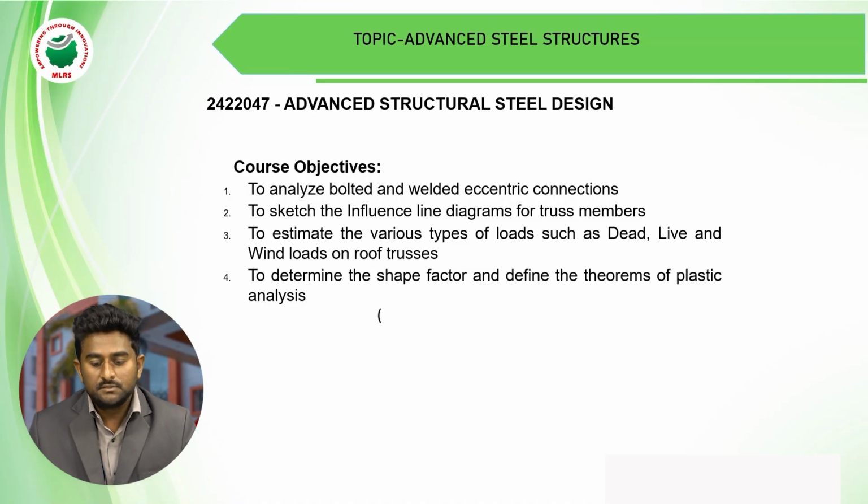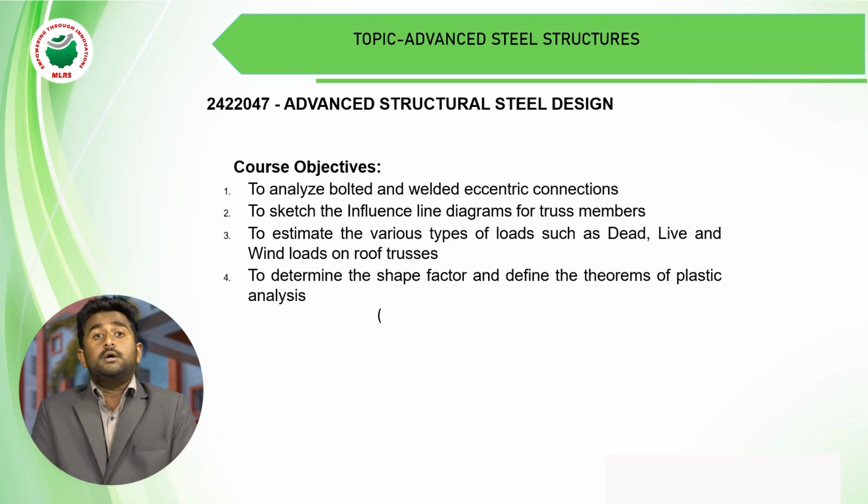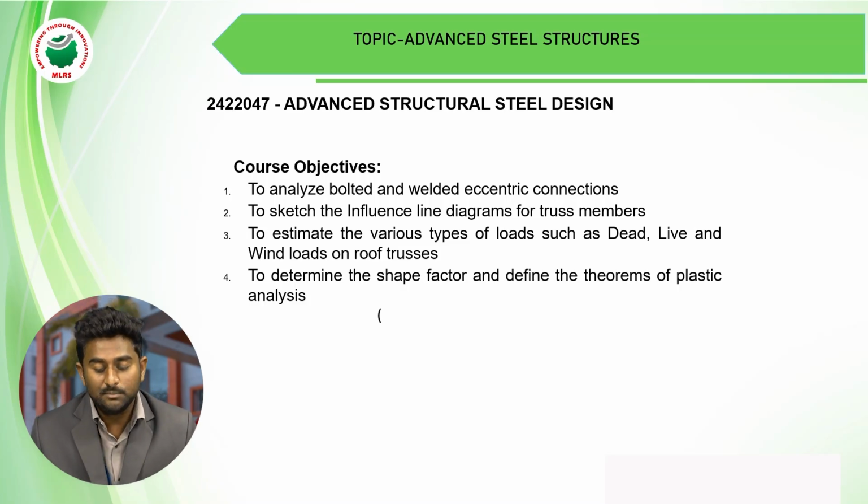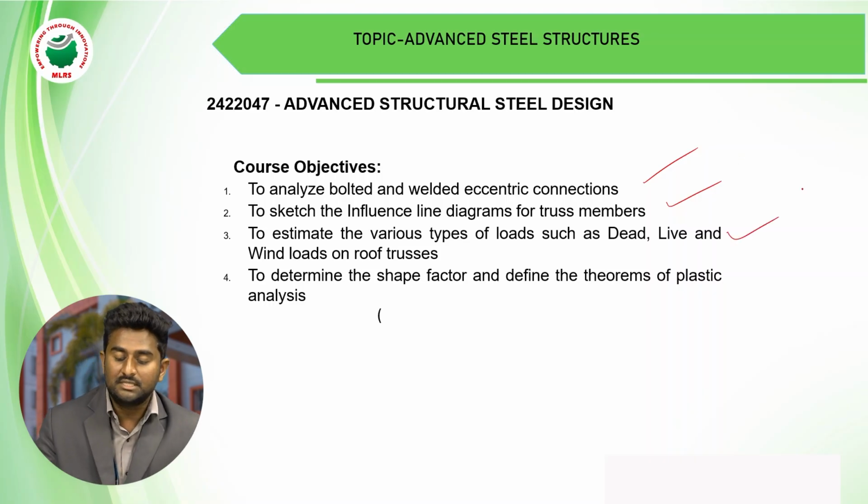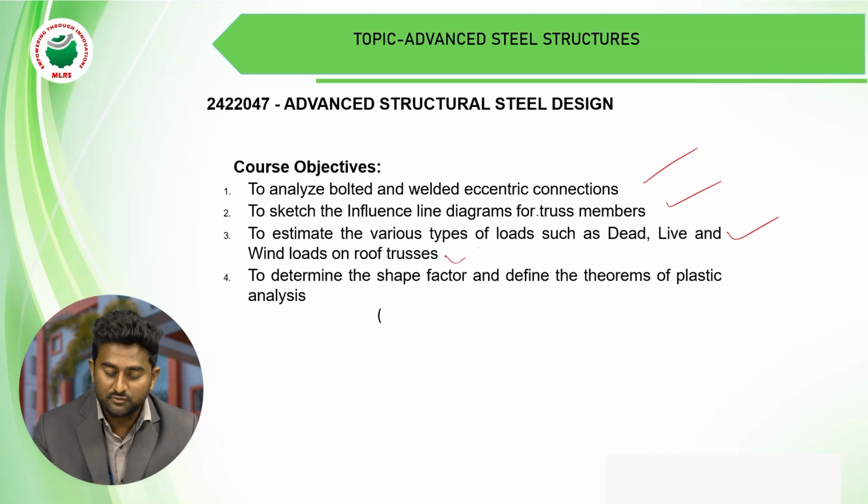The course objectives of Advanced Steel Structures. These are the four objectives. First one is to analyze the bolted and welded eccentric connections. Second one is to sketch the influence line diagram for truss members. Third one is to estimate the various types of loads such as dead load and live load on roof trusses.